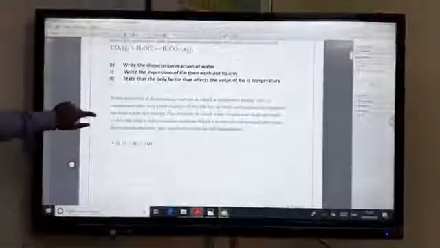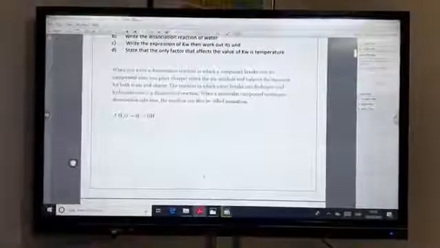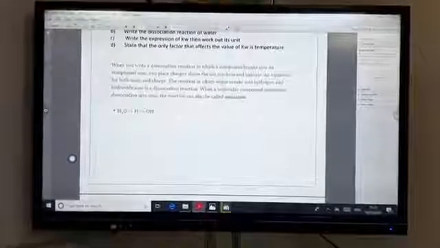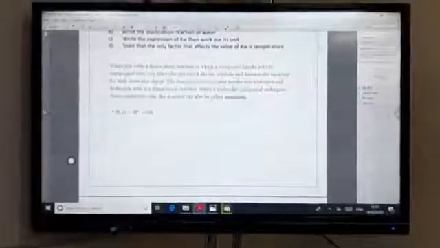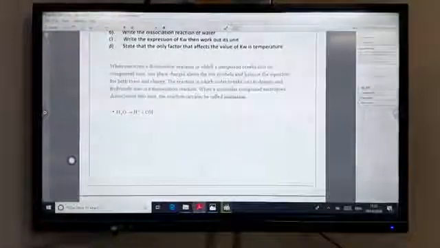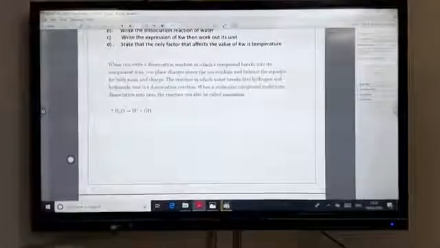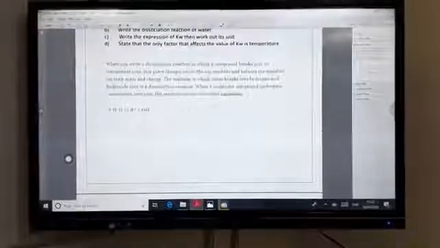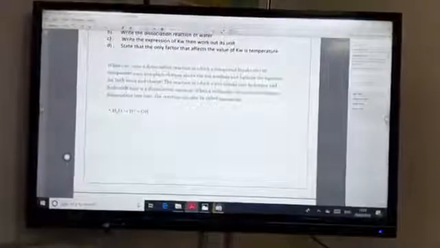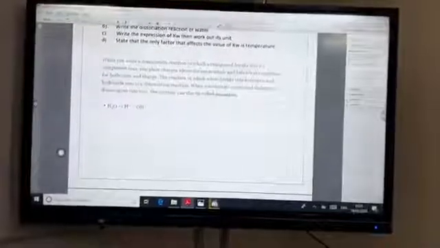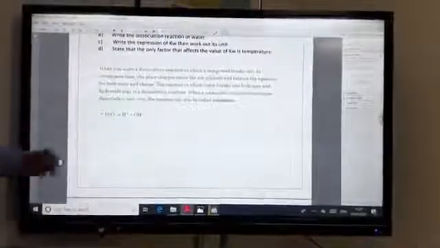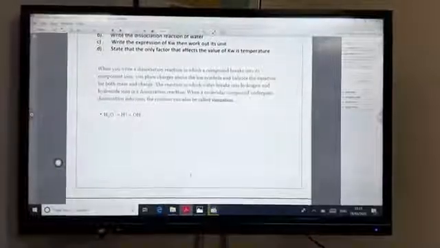So let's see here how we dissociate the water molecule. When you write a dissociation reaction in which the compound breaks into component ions, you place a charge above the ion symbol in the balanced chemical equation. The reaction in which water breaks down into hydrogen and hydroxide ion is a dissociation reaction. Dissociation means breakdown. Any molecule or compound breaks down into its ionic state. Look here, the water molecule breaks down into hydrogen and hydroxide ion.